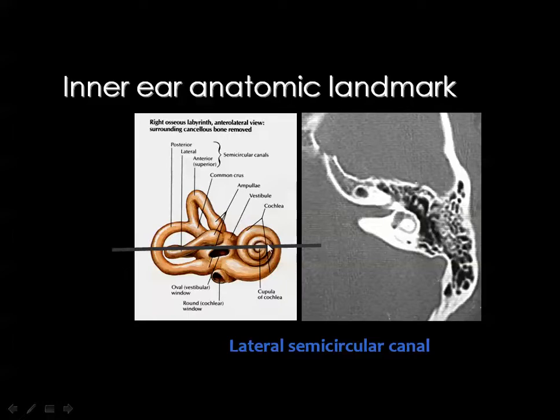Then you can also see that the section will cut part of the posterior semicircular canal, and these two dots represent part of the posterior semicircular canal. If you look carefully here, you will see that our anatomic landmark in the middle ear, which is the ice cream cone, will be at the level of the anatomic landmark in the inner ear, which is the lateral semicircular canal, if you have adjusted the plane of scanning from the start.